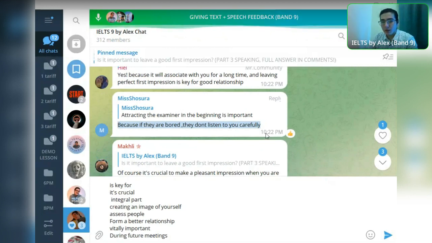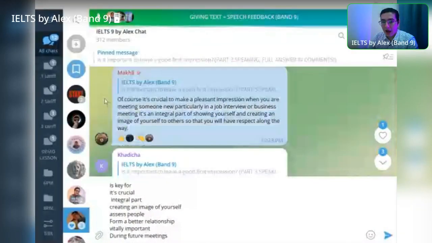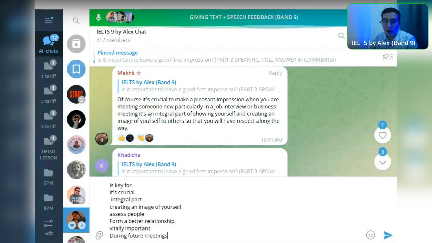It's important to leave a good first impression because the examiner will also mark you based on how they feel about you. For example, this is not necessarily true actually, but this is just something you could add to the answer. This has relatively good grammar. Let me comment on some of it.